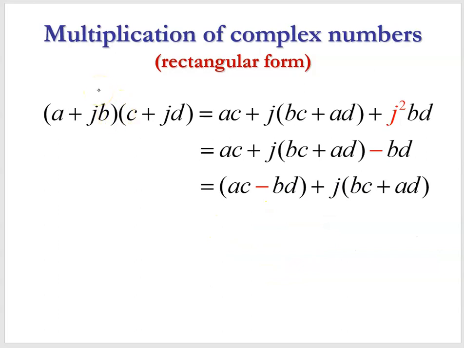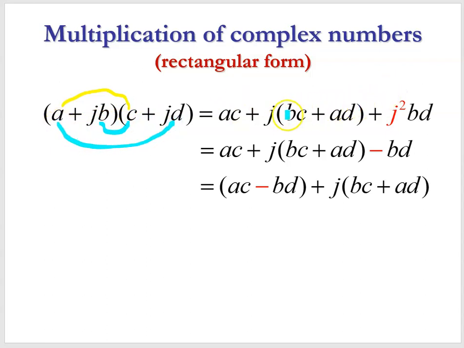Multiplication: if we're trying to multiply, we can use our foiling, for example. Basically it's the distributive property, right? So we want to multiply these. It's like multiplying binomials. We have the real part, A times C. For the imaginary part, we have JB times C plus A times JD.